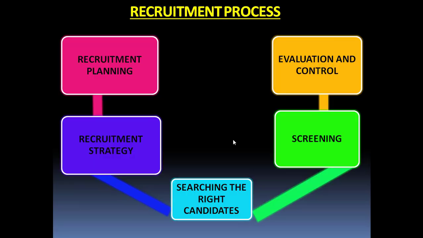Now the recruitment process. Like any process, the recruitment process too begins with planning. So the first step in the recruitment process is recruitment planning. The second step is making a strategy of the recruitment. The third stage is searching for the right candidates. The fourth stage is screening of the candidates, and the last and final stage is evaluation and control.